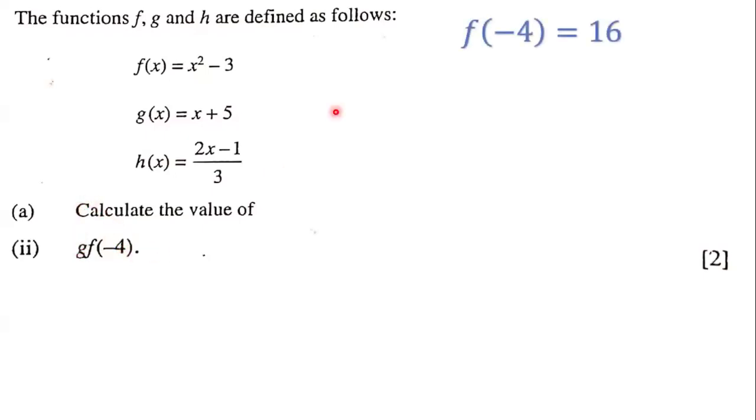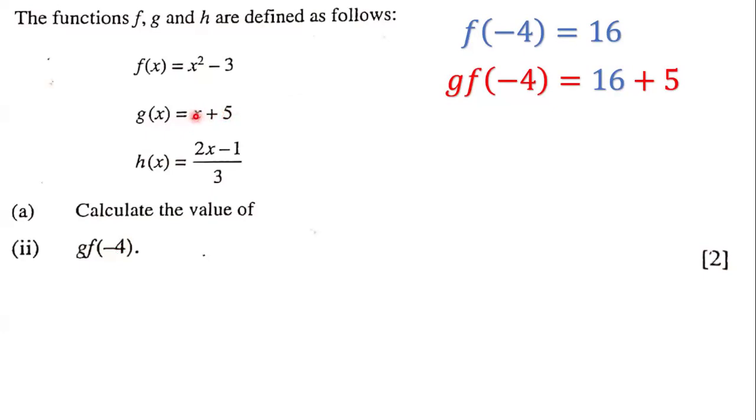Now what is f of negative 4? Well, f of negative 4, as we saw earlier, is 13. And we have to take that answer, f of negative 4, and put it inside of g. Now what is g? Well, g is x plus 5. And so wherever we see x, we're going to put f of negative 4.